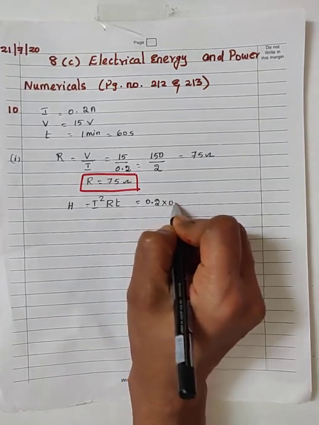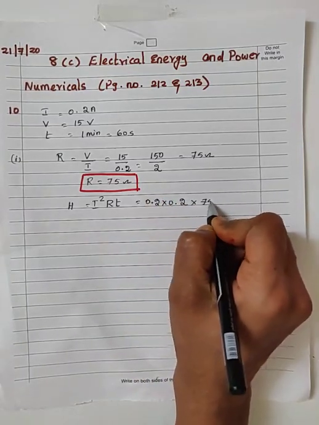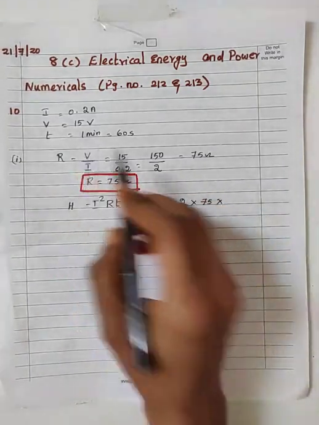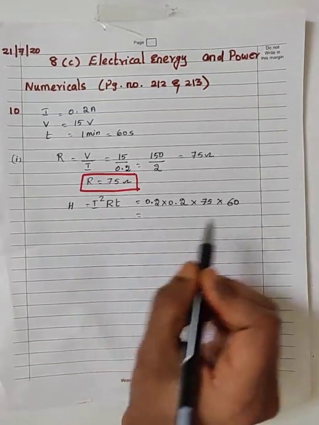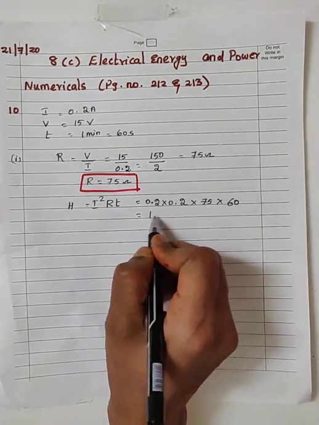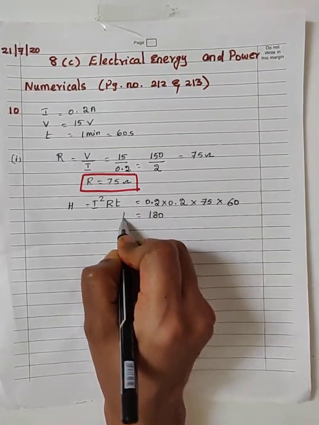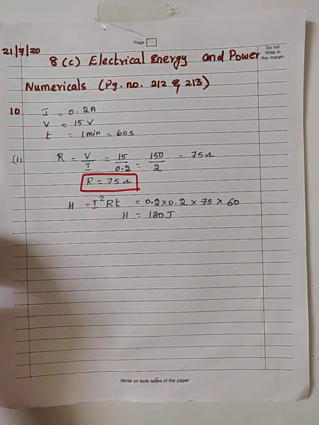So 0.2 into 0.2. The resistance we have calculated as 75 ohm. And time T is given as 60 seconds, that is 1 minute, which is equal to 60 seconds. So 0.2 into 0.2 into 75 into 60, which is equal to 180. The SI unit of energy is joule. So H is equal to 180 joule.